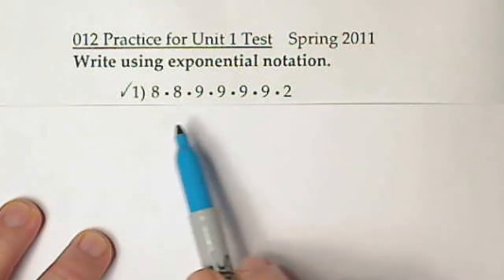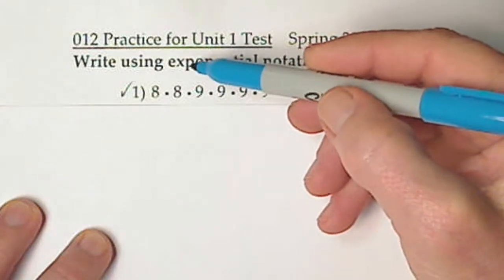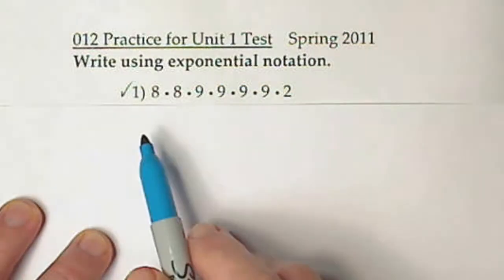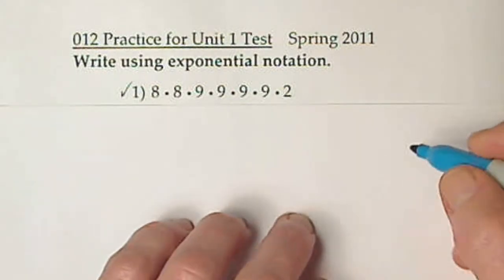We're to write the expression here in exponential notation. That means they want it written using exponents. They do not want you to multiply all of these numbers. A quick review of that.